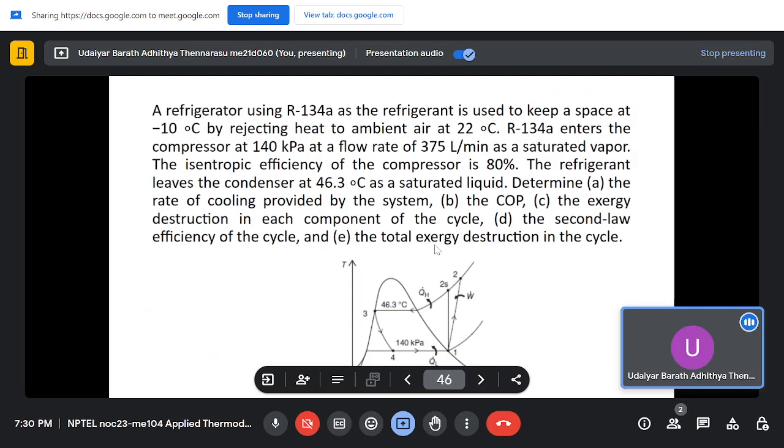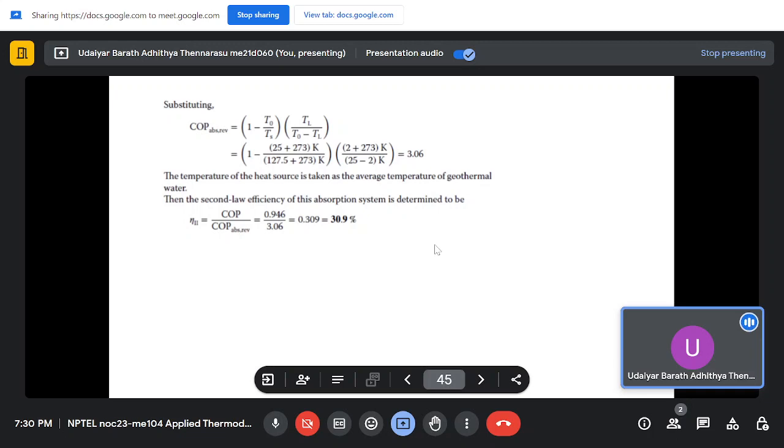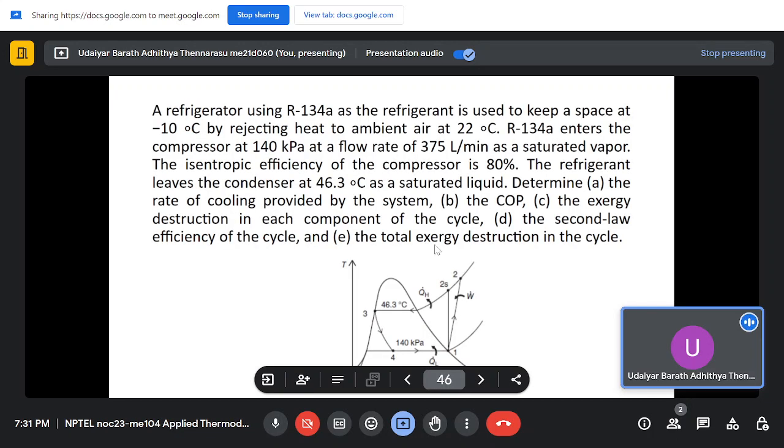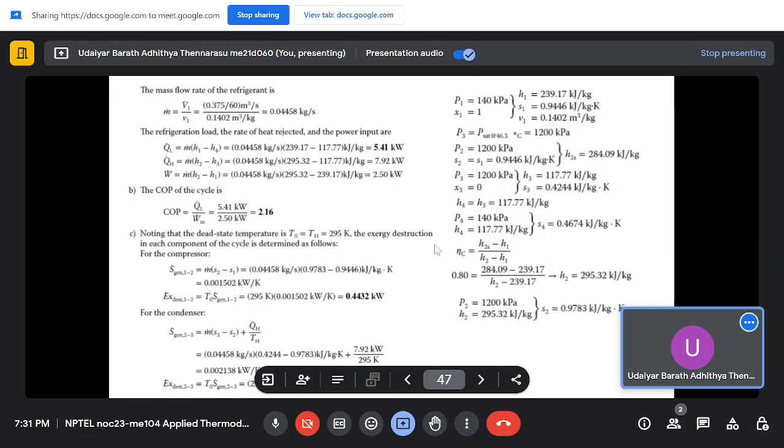So this is just to do a second law analysis of the VCRS. It's a bit complicated, so we'll see. It's not required. It's not taught as a second law analysis, but even though I'm taking a problem, I'll show how to solve this.